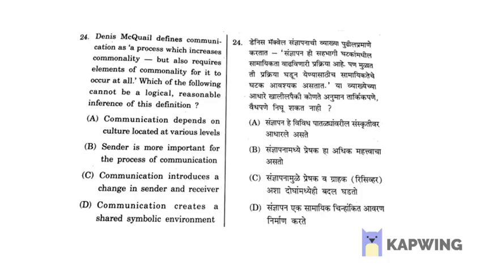This can be drawn, because see the second statement says but it also requires commonality. See, different cultures will have different commonality, and statement B is wrong here, like sender is more important for the process of communication. So that cannot be drawn, that is the wrong conclusion. So the correct answer for this question is B. The correct answer is B.